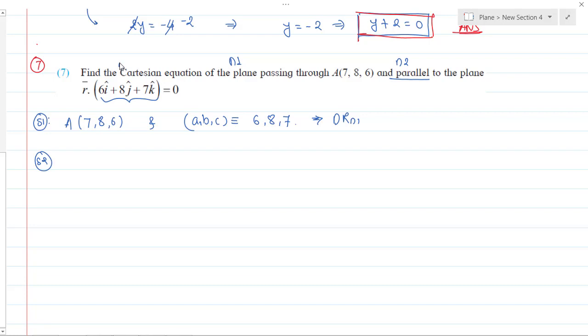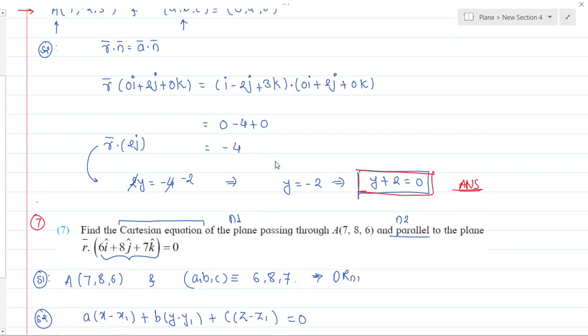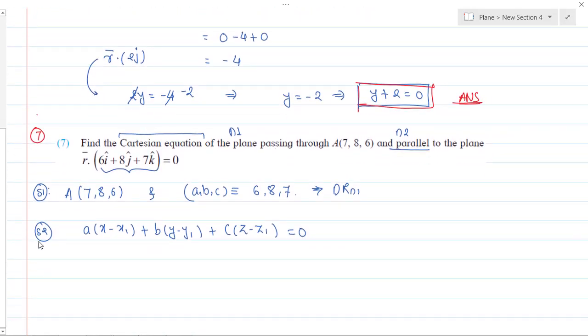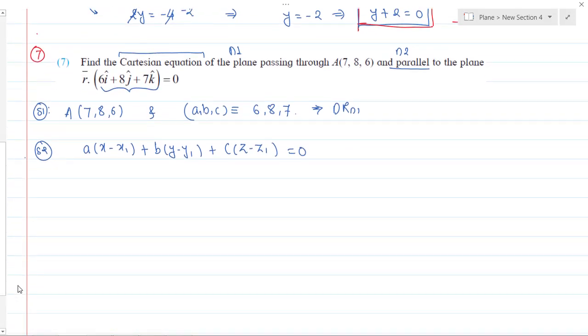They want me to find out the Cartesian equation, and you know the Cartesian equation is what? It's a into x minus x1 plus b into y minus y1 plus c into z minus z1, equals 0. The previous question can also be solved with the help of this formula. I have intentionally solved the first question in the vector form and the second question in the Cartesian form, so that we understand both the approaches.